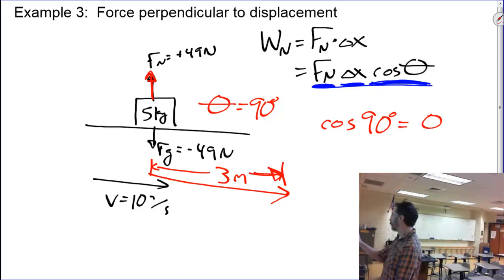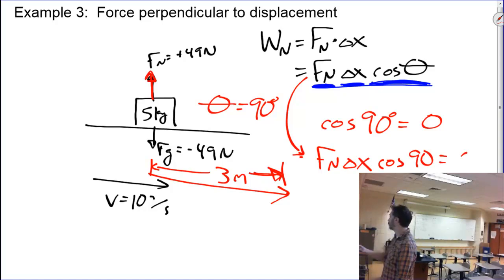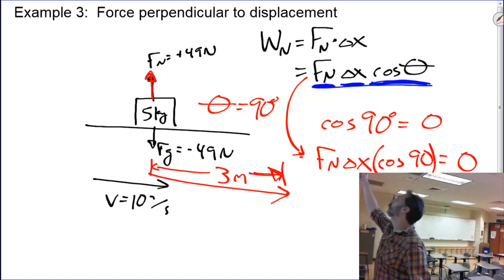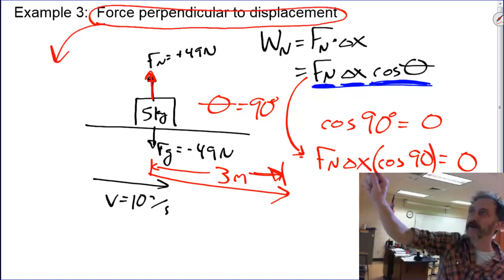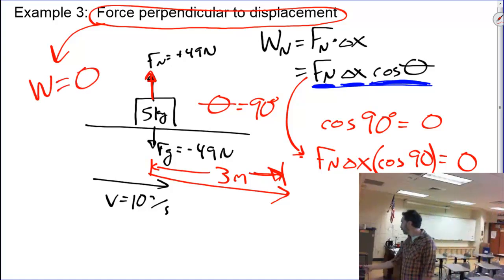Okay? So this equation is going to give me my normal force multiplied by my displacement times the cosine of 90. I'm just going to get 0, aren't I? Because the cosine of 90 is 0. So anytime the force is perpendicular to the displacement, the work done by that force will be 0.